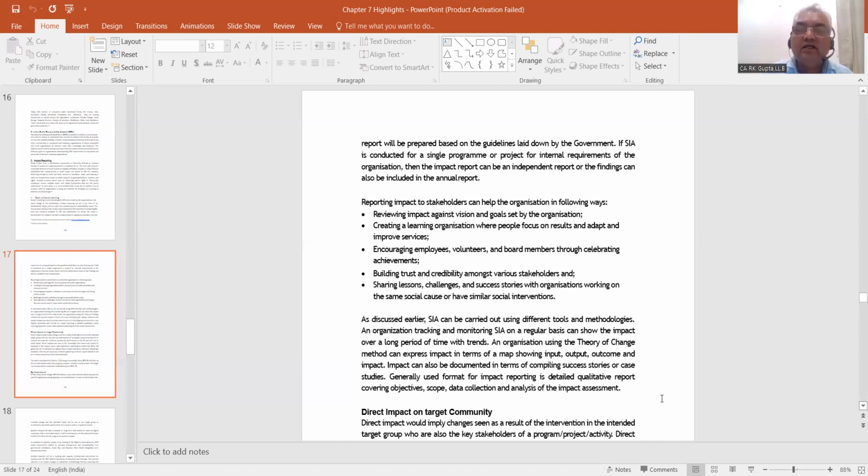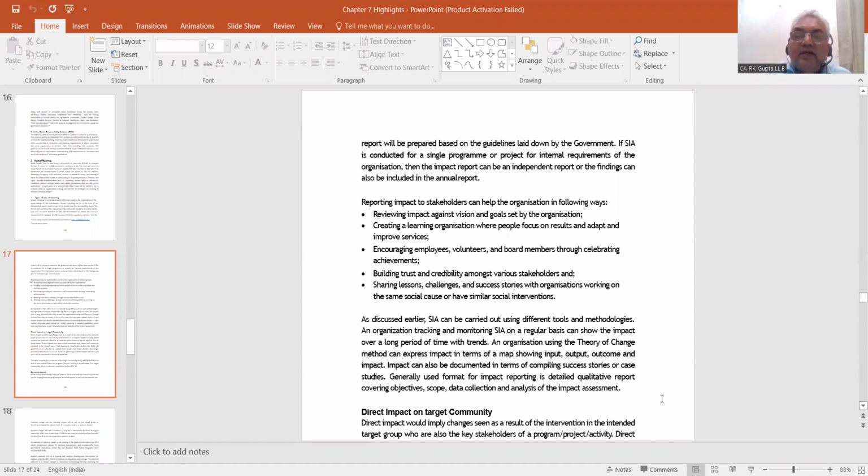Second is creating a learning organization where people focus on results and adapt and improve services. Then we can encourage employees, volunteers, and board members through celebrating achievements, building trust and credibility amongst various stakeholders, and sharing lessons, challenges, and success stories with organizations working on the same social cause or having similar social interventions. So these are the advantages.